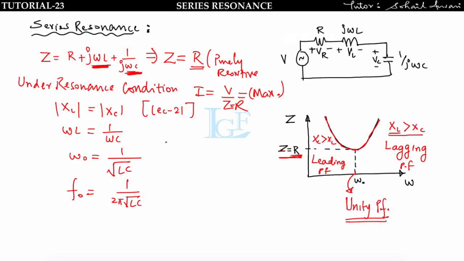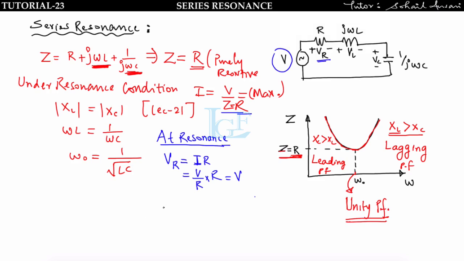Okay, now tell me, at resonance, what is the value of VR? See, VR is equal to I into R, and at resonance we know that I is equal to V upon R, into R, that means V. So at resonance condition, the voltage drop across the resistor is nothing but the supply voltage.